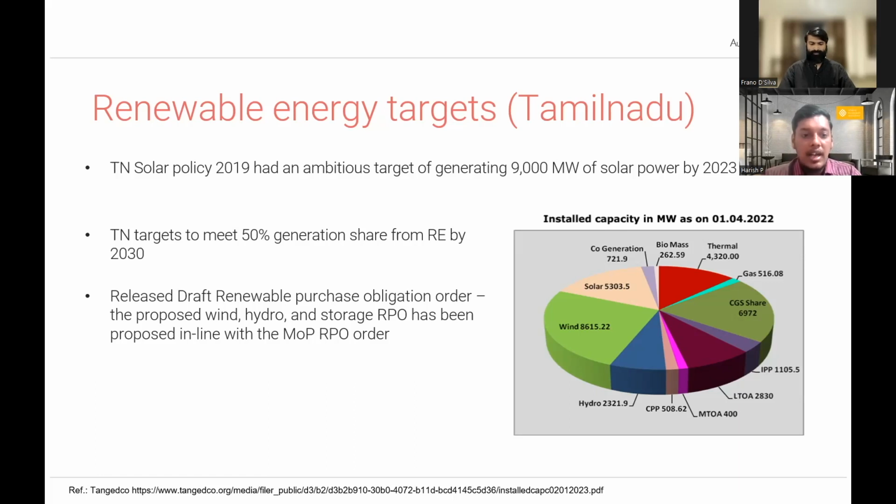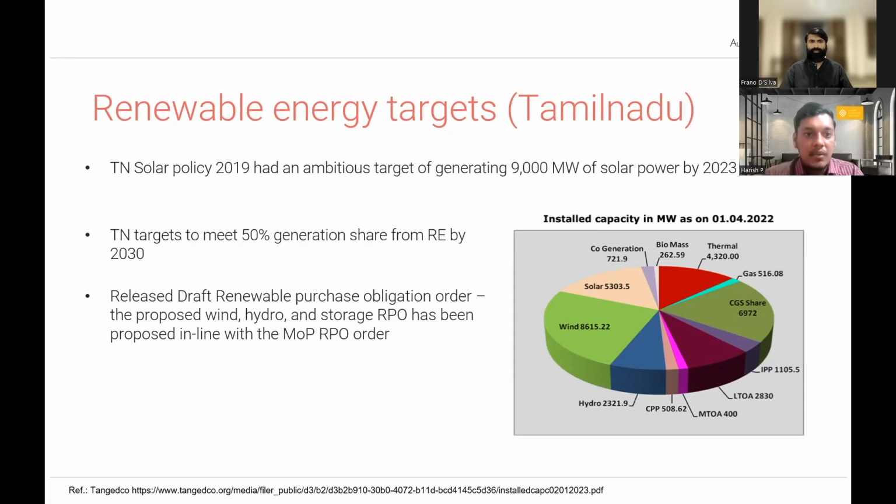However, Tamil Nadu has an even bigger plan for the future, where the state plans to add close to 33,000 megawatt of renewable energy by 2030. This would mean close to half of Tamil Nadu's energy would come from clean energy sources, compared to the current clean energy share of 21% I mentioned. So that is a big step towards RE. In terms of targets, TNERC has also released the draft RPO targets, which are in line with the Ministry of Power targets. The same 43% target has been assigned for 2030.